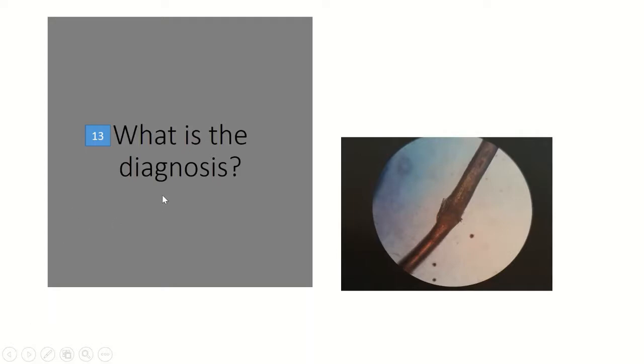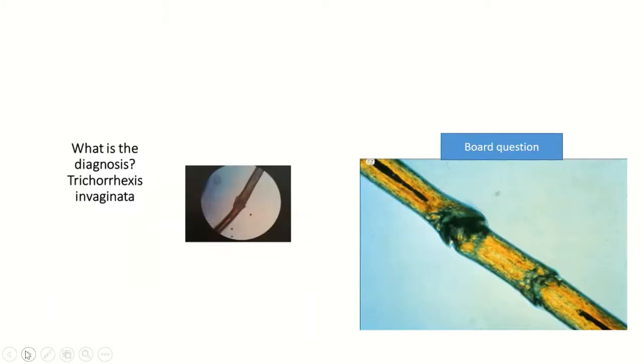Question 13. What is the diagnosis? What is evident from this photo is the figure of bamboo hair, or ball and socket. That means intussusception of the distal shaft into the proximal shaft. That is equivalent to trichorrhexis invaginata. In this slide, the figure of bamboo hair is clearly evident in the board question, as you see. The board question of trichorrhexis invaginata.